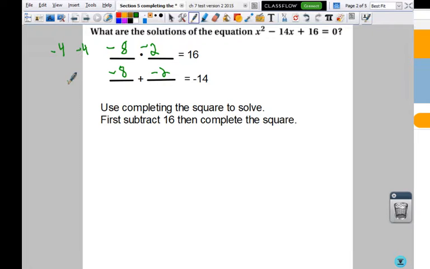There's 2 more. 7, no. 8 and 2. We already did that one. Oh, sorry, there's one more, the easy one. 16. Oh, 16 times negative 1. Negative 16 and negative 1, right? Is negative 16 plus negative 1 negative 14?